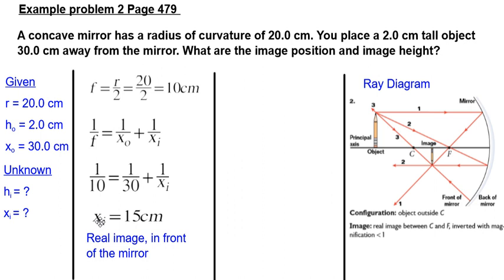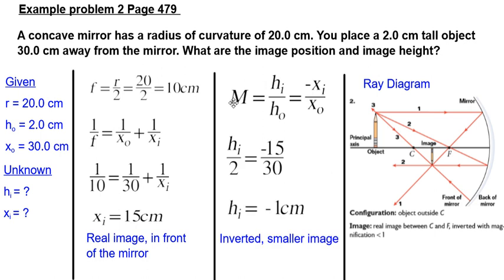Whenever the image distance is positive, we have a real image in front of the mirror. Now we are looking for the height. We will use the magnification equation: m equals hi over ho equals negative xi over xo. So we're going to use these two terms only: hi over ho equals negative xi divided by xo.